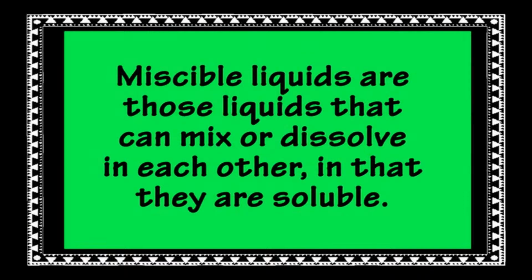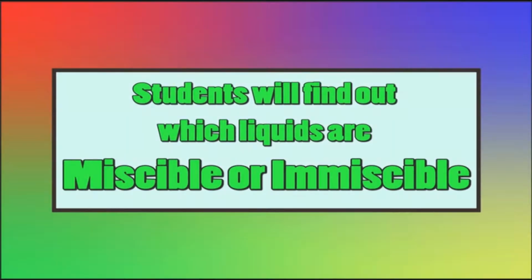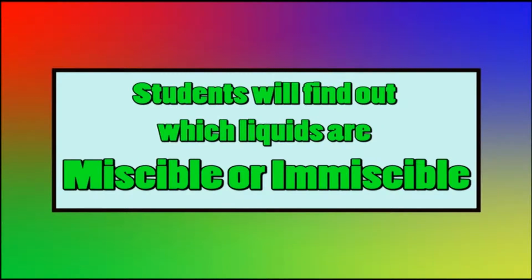Miscible liquids are those liquids that can mix or dissolve in each other in that they are soluble. Immiscible liquids are those liquids that do not mix or do not dissolve in each other. The aim of this experiment is for students to find out which liquids are miscible or which ones are immiscible.